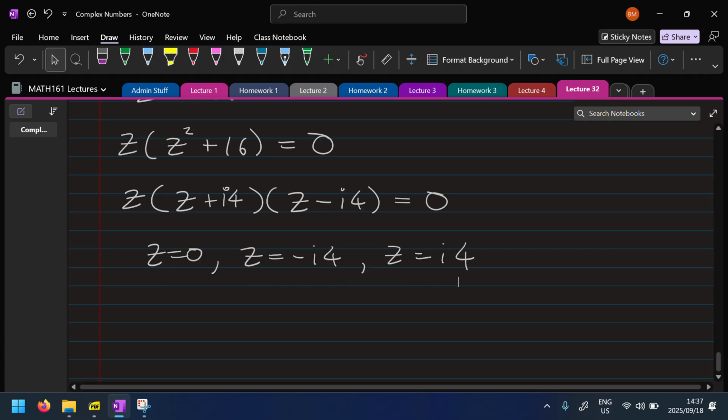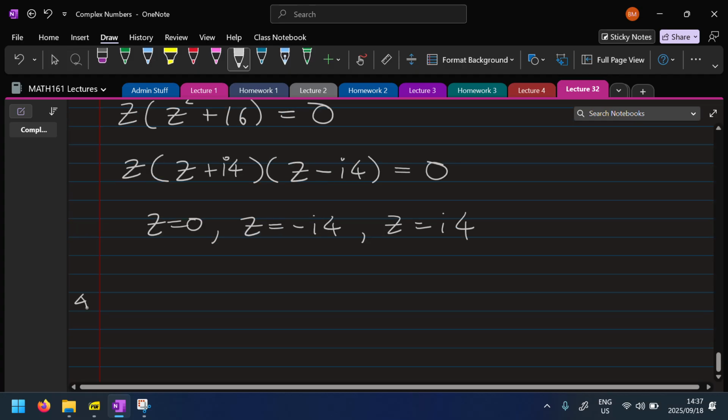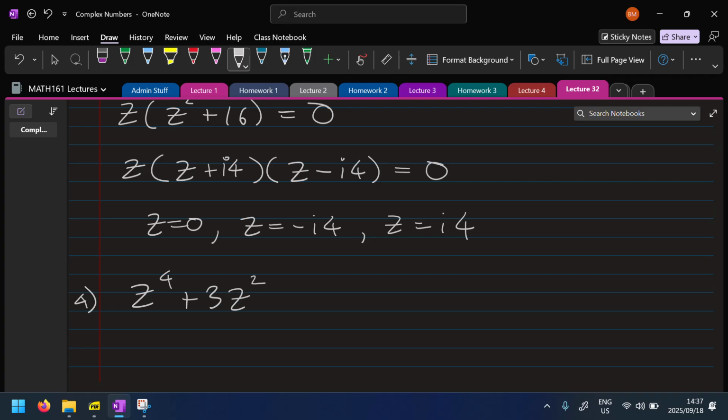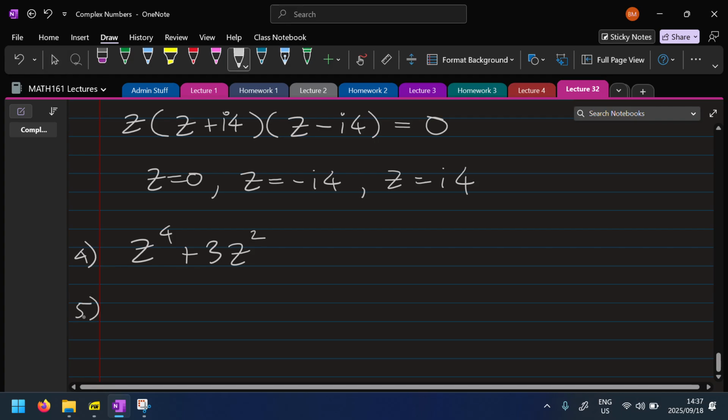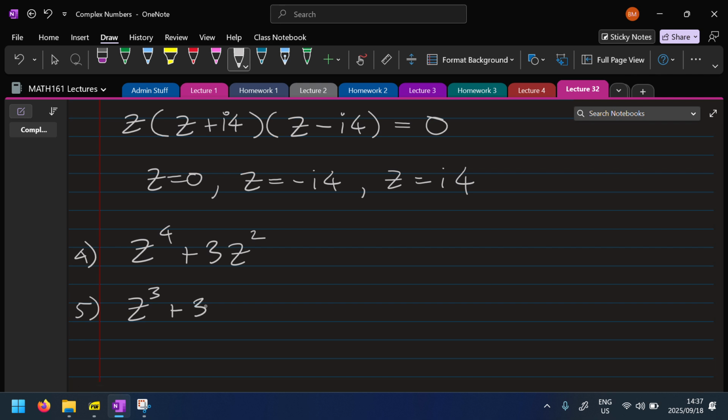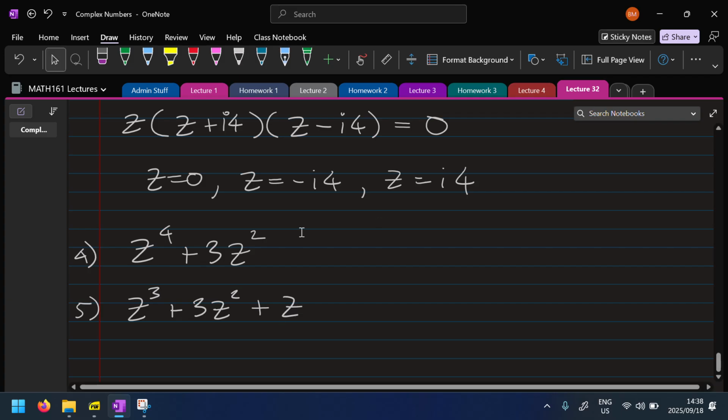Okay, so then the homework problems, number 4 and 5. We have z to the 4 plus 3z squared. Here it's z to the 4, so you should have 4 solutions. Check that. And number 5, we have z cubed plus 3z squared plus z. This is z cubed, so we should have 3 solutions.